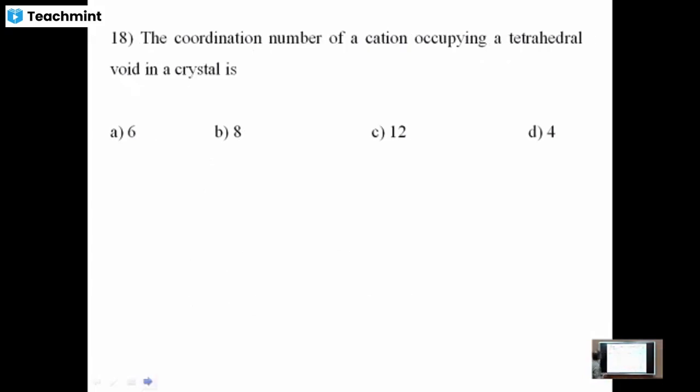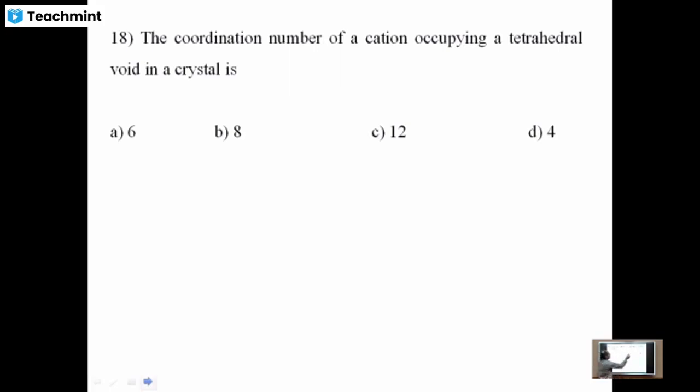Next one. The coordination number of a cation occupying a tetrahedral void in a crystal is. We know there are two types of voids. One is octahedral void, second one is tetrahedral void. What is octahedral? Any vacant site, interstitial site surrounded by 6 particles, then it is called octahedral void. Any void or interstitial site surrounded by only 4 particles, then we call it tetrahedral void.